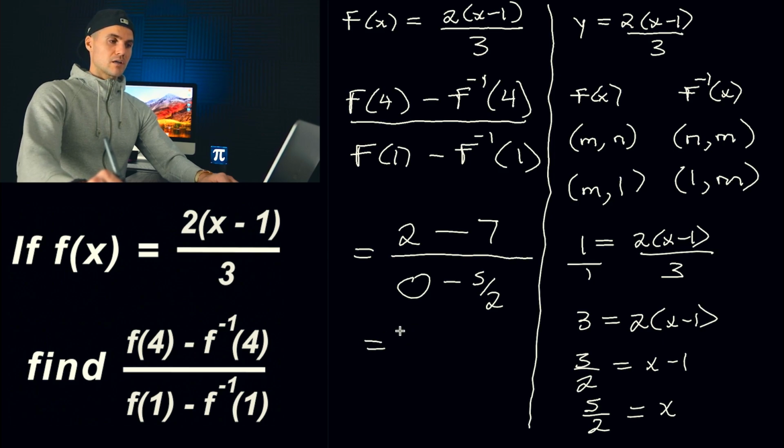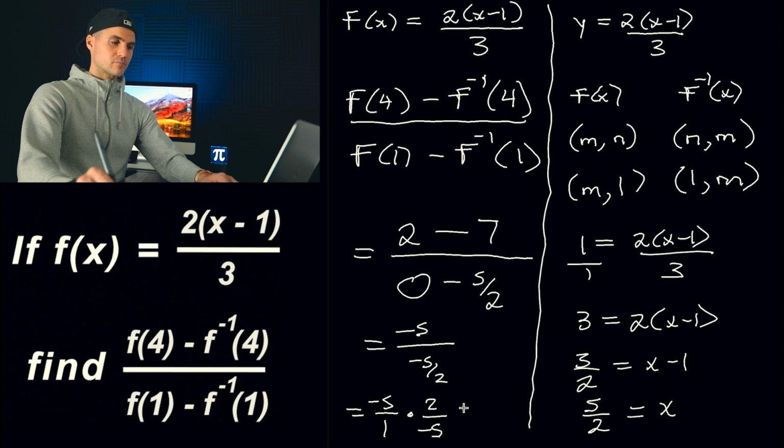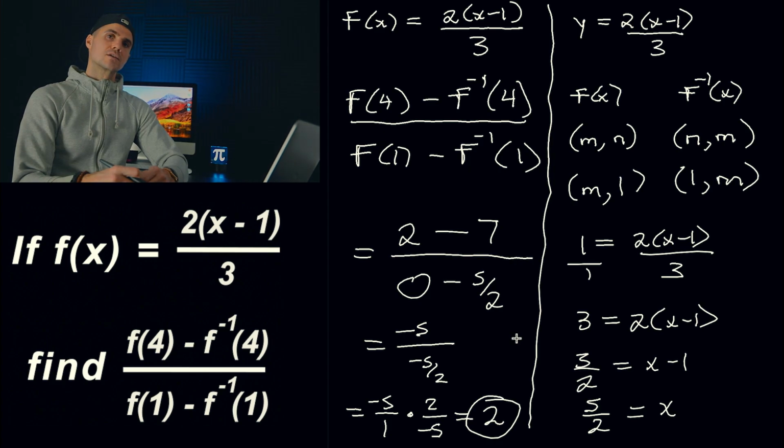And then from here, it's just doing algebra. Negative 5 divided by negative 5 over 2, which is like negative 5 over 1 divided by this fraction, which is like multiplying it by the reciprocal, 2 over negative 5. The negative 5's cancel out. We're just left with a 2. So that ends up being the final answer for this question.